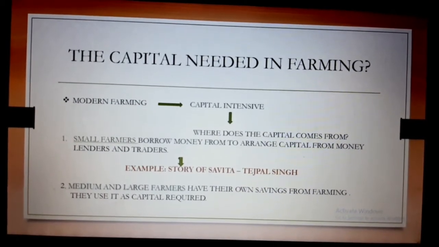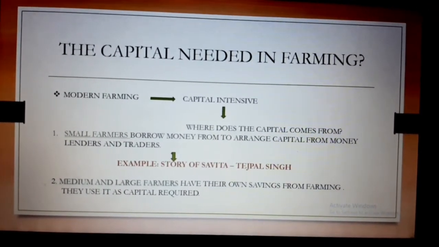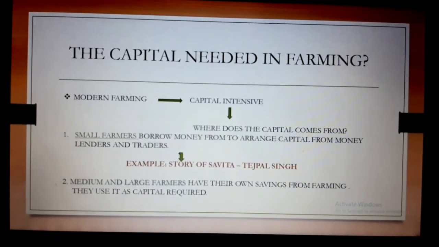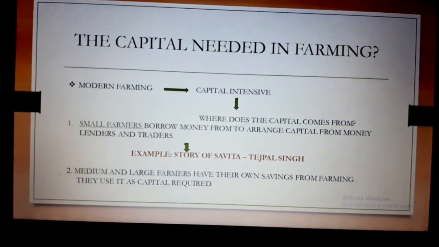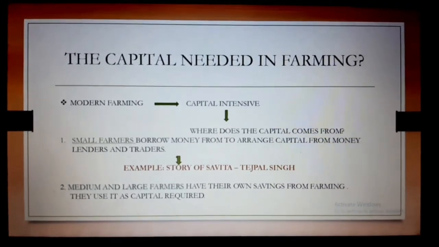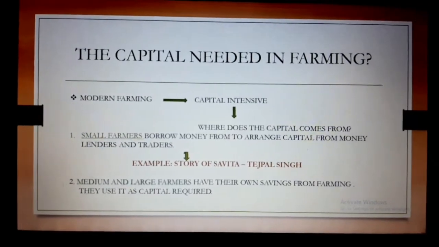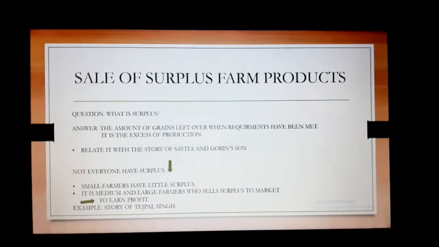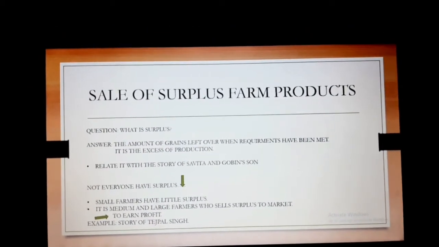Whereas the small and large farmers have their own savings from farming, and they use it as capital requirement because they keep the money in banks, they take the interest from there also, they give a small amount of money to the small farmers and they take huge interest from them. So there are a lot of things which they are doing for the small farmers. As we have all seen, there are three factors of production, and the fourth one is human capital, and that human capital is the farmer.